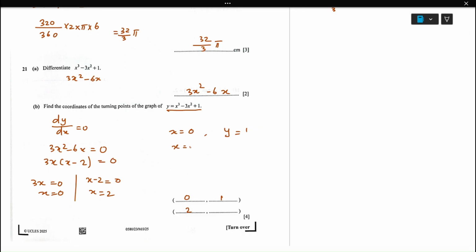Next, when x equal to 2, just substitute here: y equal to 2 cube, which is 8, minus 3 into 2 square, which is 4, minus 12, and plus 1. So 8 plus 1 is 9. 9 minus 12 is minus 3. So the answer is going to be negative 3 here.